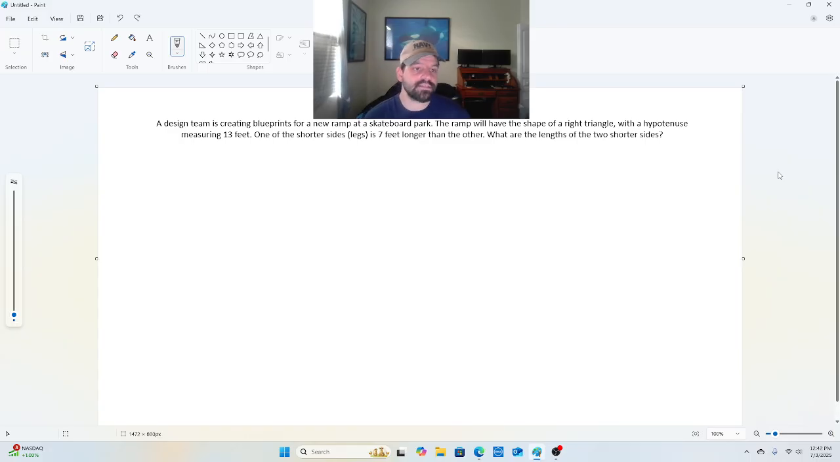So the question states that a design team is creating blueprints for a new ramp at a skateboard park. The ramp will have the shape of a right triangle with a hypotenuse measuring 13 feet. One of the shorter side's legs is 7 feet longer than the other. What are the lengths of the two shorter sides?